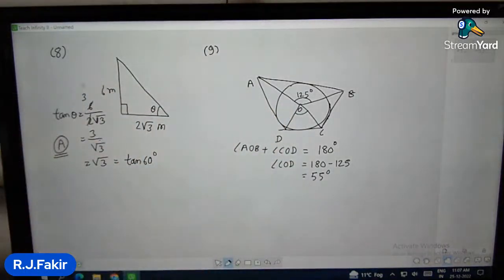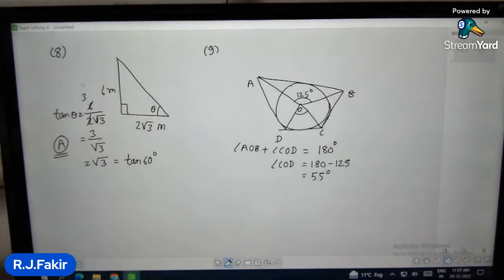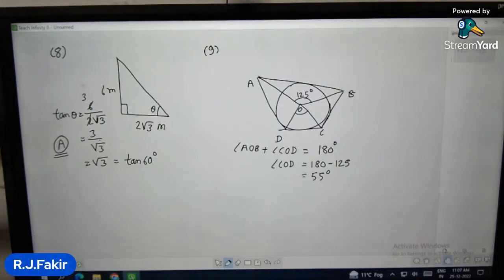So can you see that option? 55 degrees for the 9th question is option D.